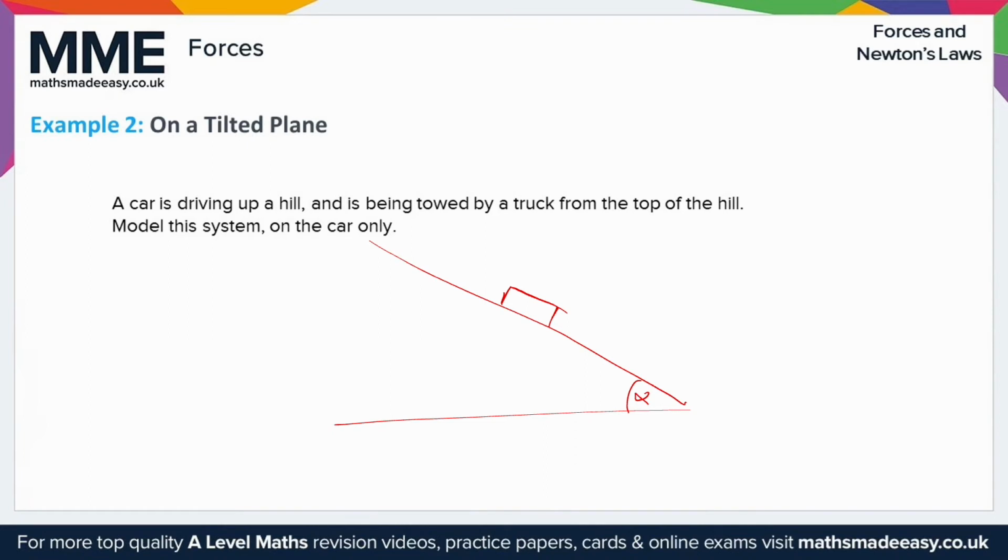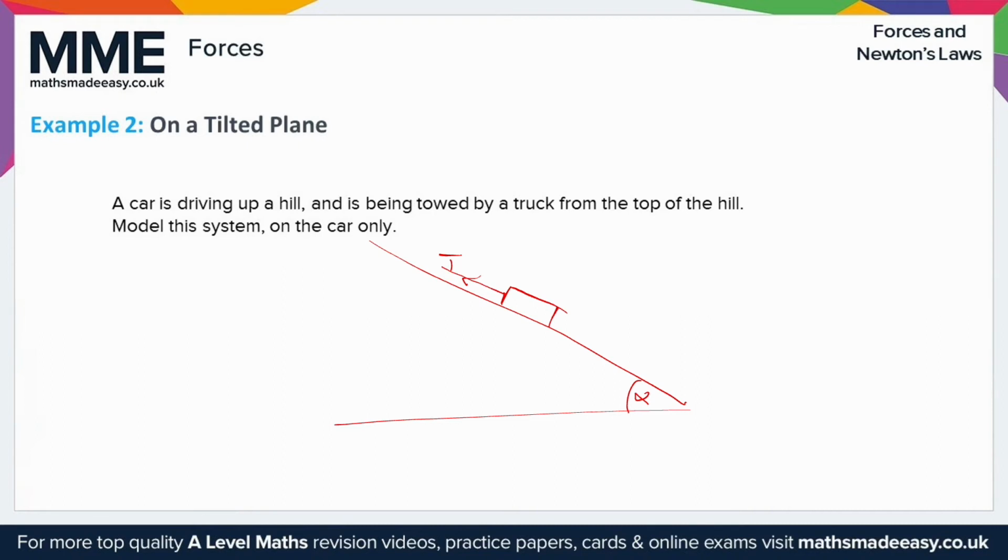Let's think about the forces being applied. So it's being towed by the truck from the top of the hill. Okay? So it's going up the hill. So the truck is applying some force this way that I'm going to call T for thrust or tension or tow force, something like that. T's going up the plane.